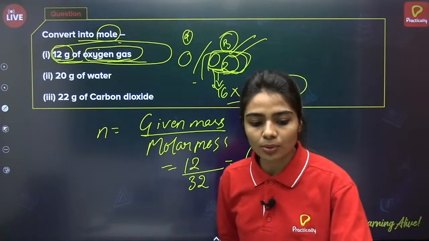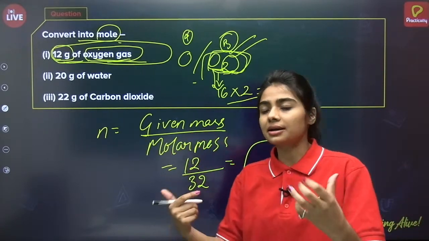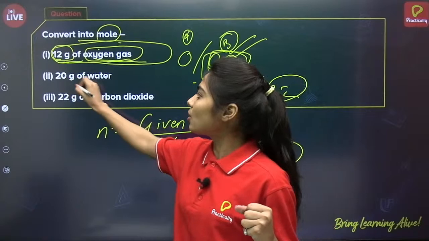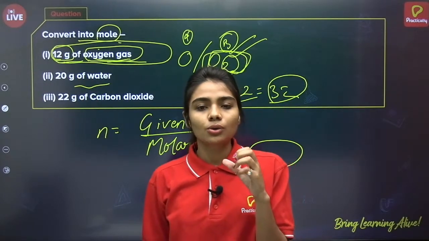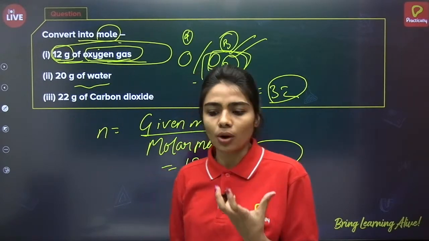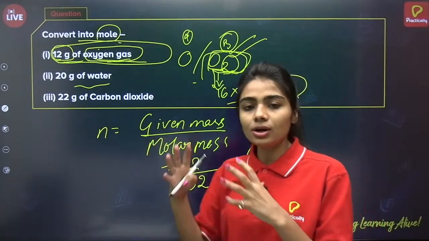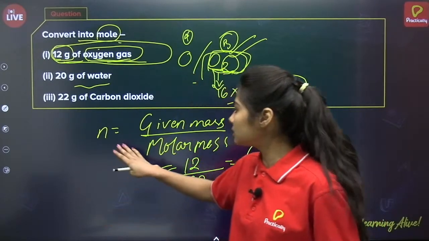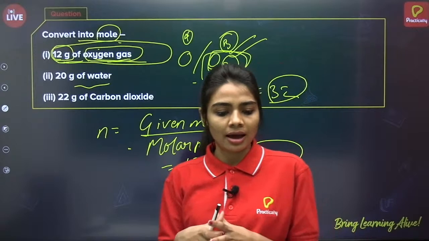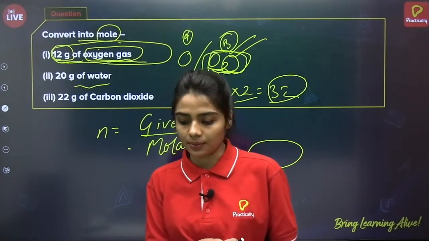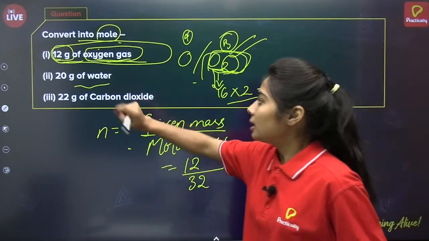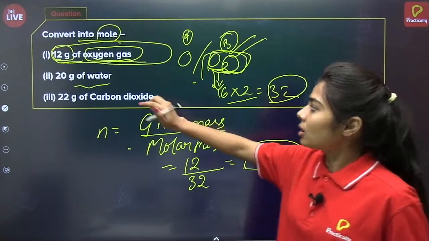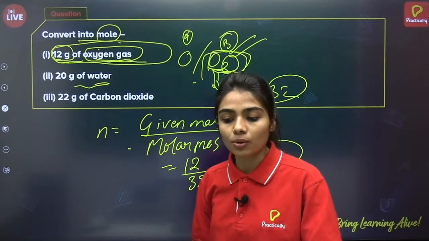Let's take one more example to understand it better. For 20 gram of water, what does that mean? Okay, I will do it without using this formula. I will do it by the unitary method. So here, if I talk about water, what will be the formula for water?